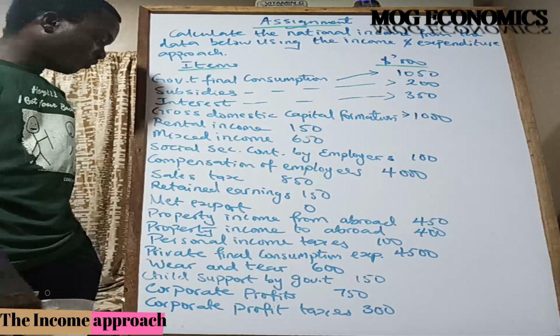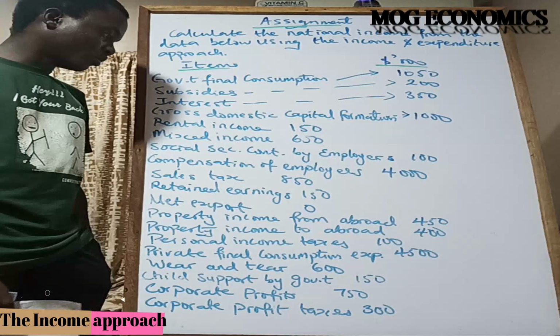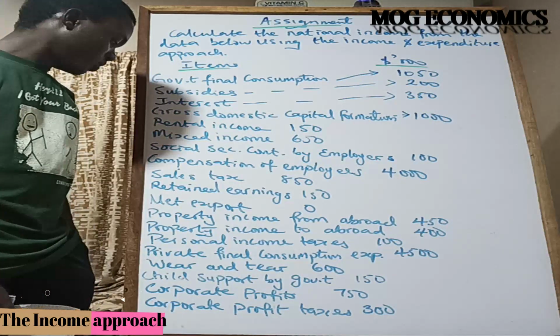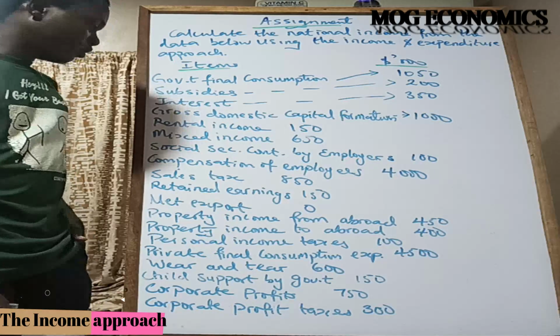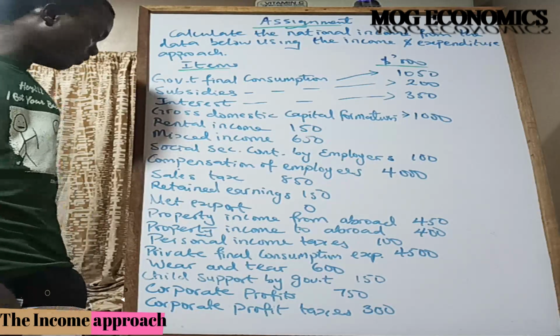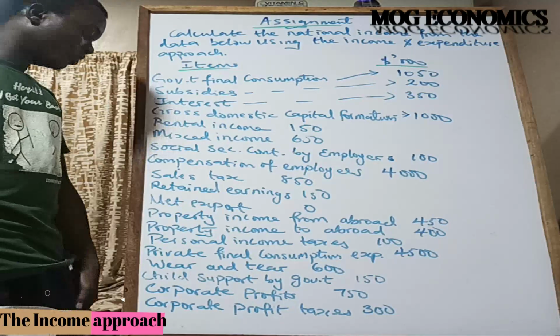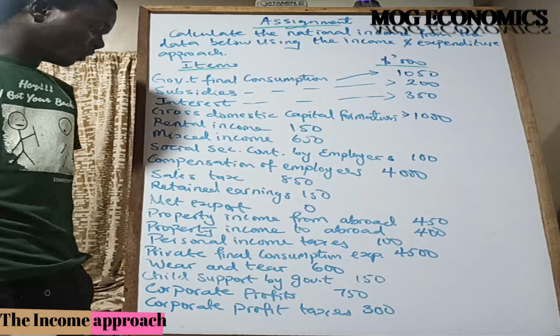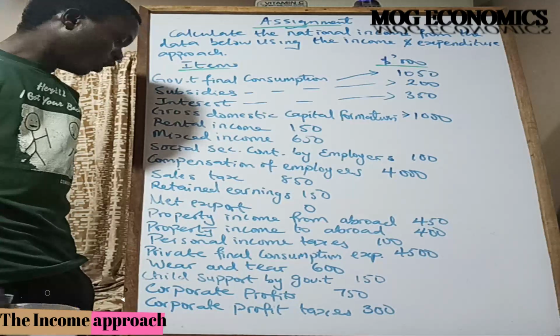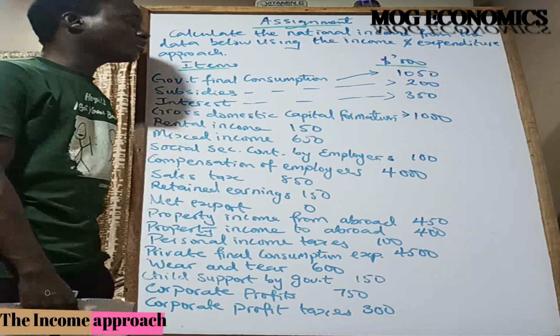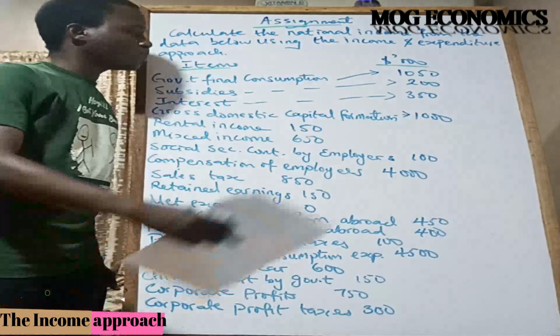Property income from abroad is 450. Property income to abroad is 400. Then personal income taxes is 100. Private final consumption expenditure is 4,005. Wear and tear is 600. Child support by government is 150. Corporate profit is 750. Corporate profit taxes is 300. So with this data, answer the question.